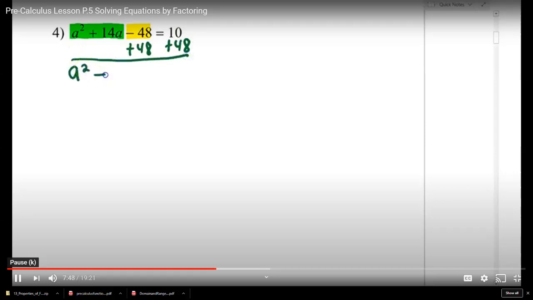We are going to solve this quadratic by completing the square. Once again, we want the variables on one side. In other words, the a squared plus 14a we want by itself. The negative 48 we want to address. And how do we address that? We add 48 to both sides. So we have a squared plus 14a is equal to 58.